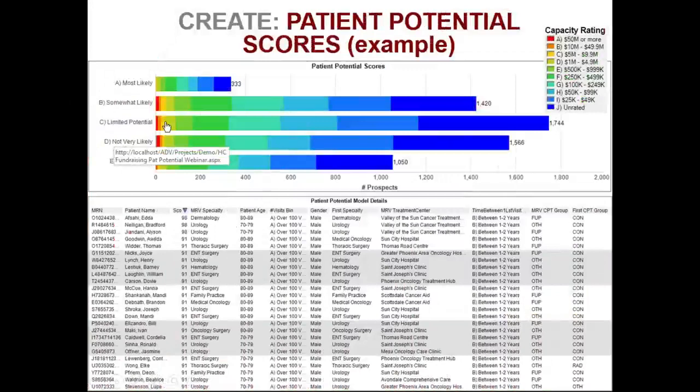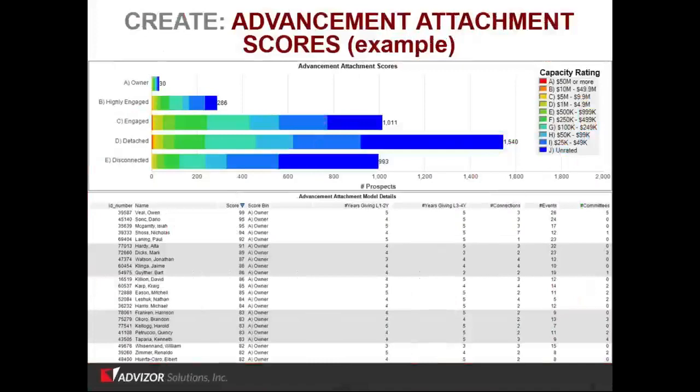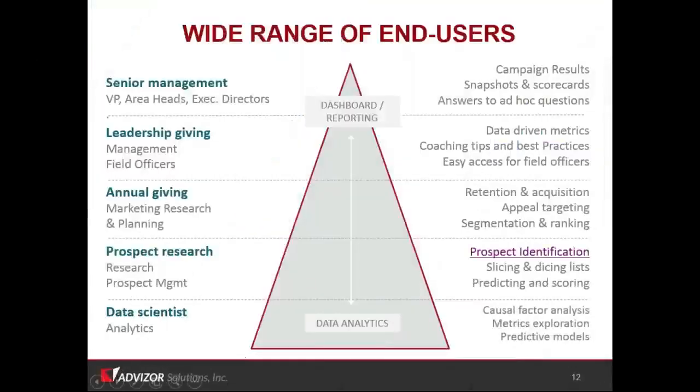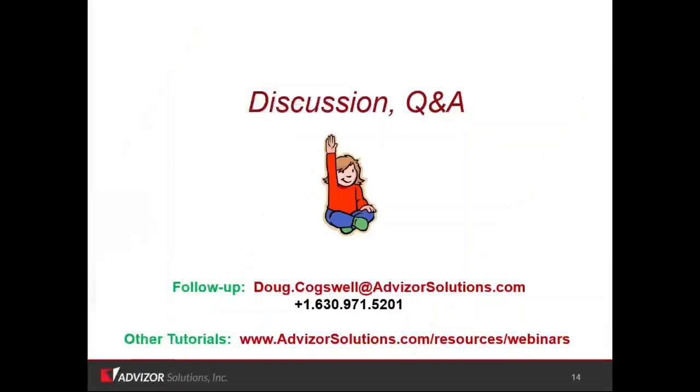If tomorrow somebody who had limited potential came in for an encounter in one of the high alignment areas, like dermatology or radiology, they're going to change buckets. The same thing on the advancement attachment. This is loading the data every day, and if somebody who was detached made gifts on the weekend and then came to more events, they're going to maybe move from engaged to highly engaged. But it's important to have the factors tuned to your organization, because the way every organization creates influence varies.